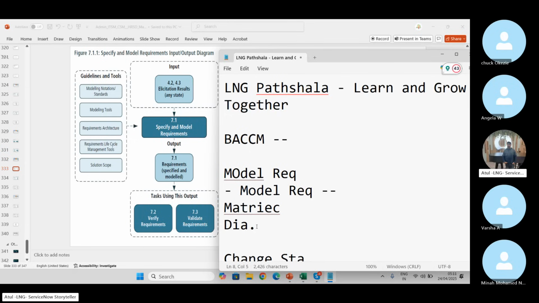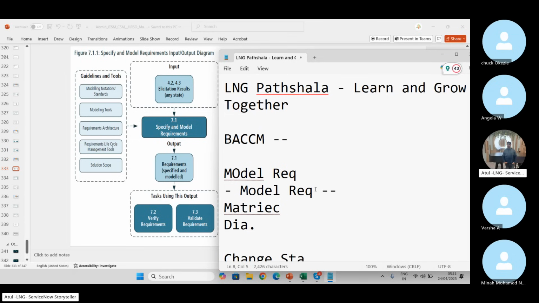Because as I say, when you are getting the requirement, nobody is visualizing it. Requirements are just, okay, I need this, the business need is this, but how will it look? So we can show via diagram as well.